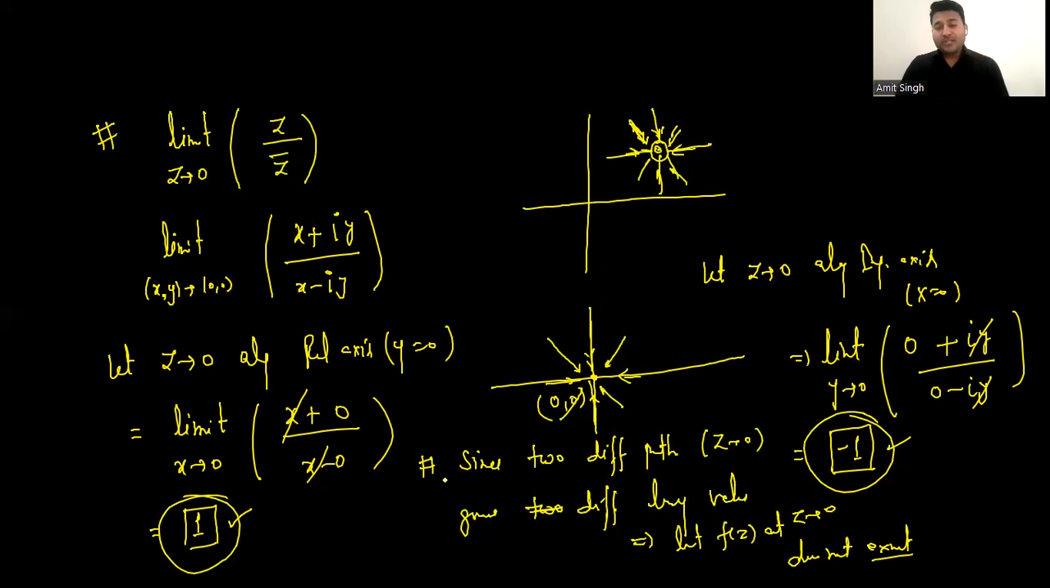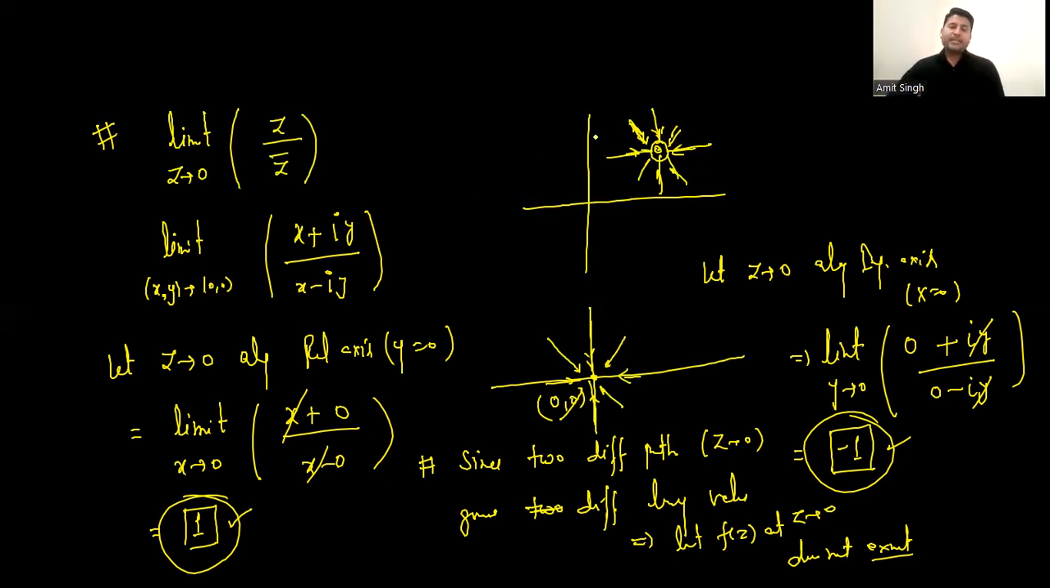Now the question comes to your mind, sir, how can we know which path we should take? You can use your common sense, like which two paths give you different limiting values, or you can try to cover all the possible paths. If some of them give different limiting values, we will say the limit does not exist, and if all of them give the same limiting value, we will say the limit exists. Now the major question over here is how to cover all those paths.